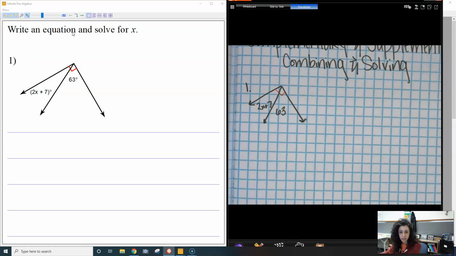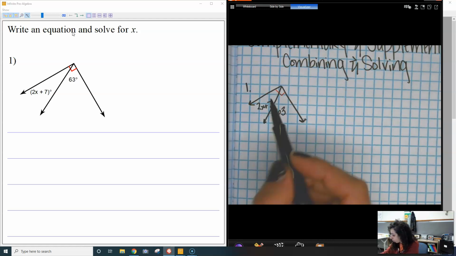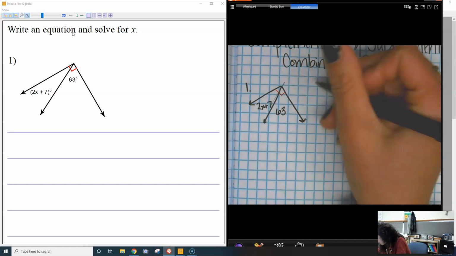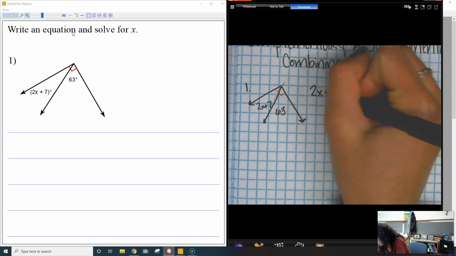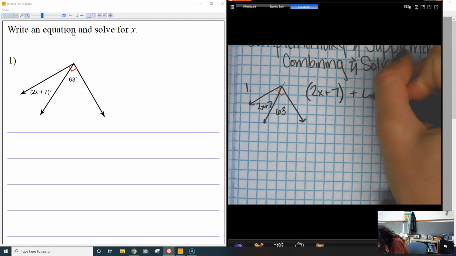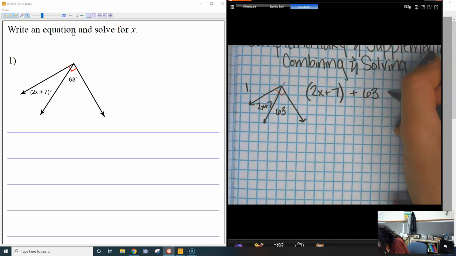Now, the way that we write this is we don't write 2x plus 63, or we don't write 7 plus 63. This whole angle is called 2x plus 7. So when you write that, you want to write 2x plus 7. That's the first angle. And I add it to the second angle, which is 63, and that equals 90 degrees.